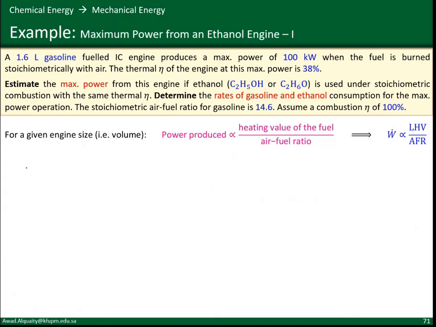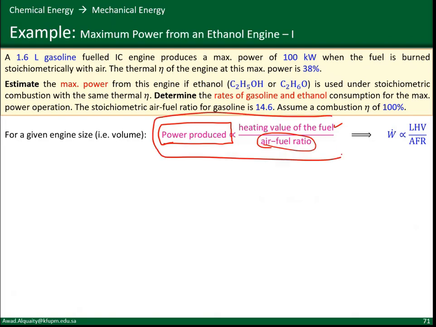Now, a formula that we very frequently use, and by the way, you do not have to remember it, it'll be given to you: when you're looking at any engine, the power produced from that engine is directly proportional to the heating value of the fuel, and inversely proportional to the air-fuel ratio. This applies as long as you're looking at something with a fixed volume.